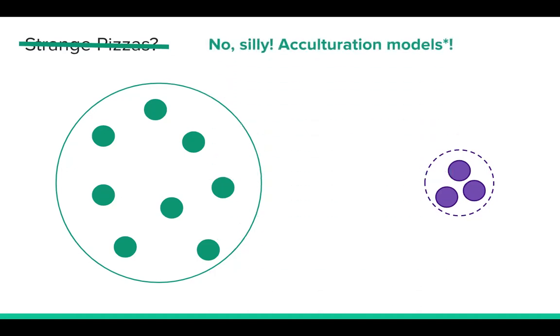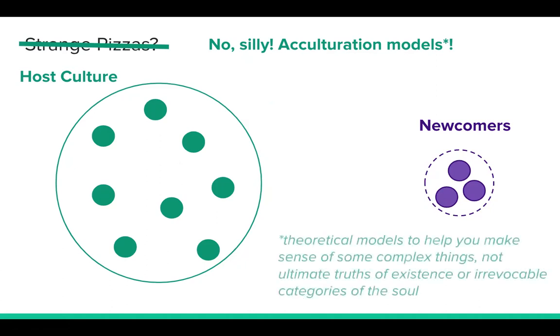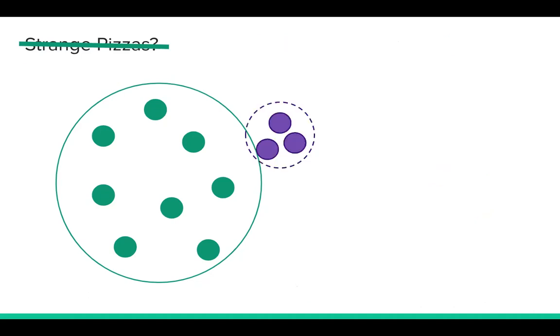No. So these are actually acculturation models, right? So what this larger circle is supposed to represent is the host culture, and then the smaller circles, or the purple circles in this case, are supposed to represent newcomers to the culture. They could be one family from a single culture, or the model also kind of works with one family from the Ukraine, one family from Afghanistan, one family from Syria. And just as another disclaimer, these are just theoretical models to help you make sense of some complex topics and thoughts and ideas. They're not supposed to be ultimate truths or anything, or irrevocable categories of the soul.